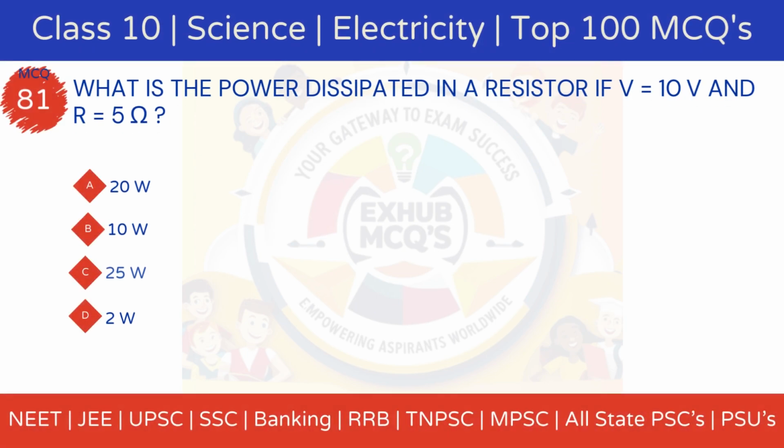Q81. What is the power dissipated in a resistor if the voltage is 10 volts and the resistance is 5 ohms? Option A, 20 watts. Option B, 10 watts. Option C, 25 watts. Option D, 2 watts.